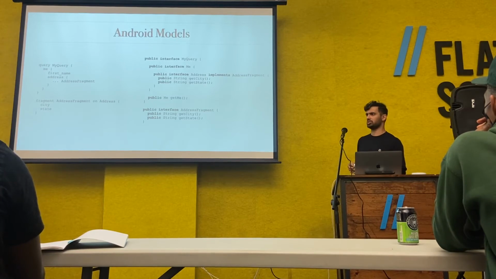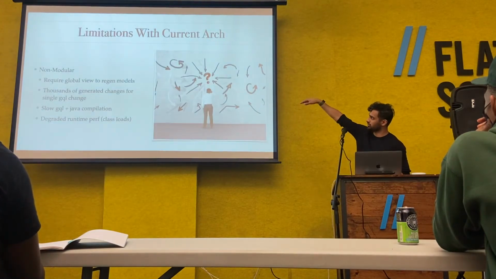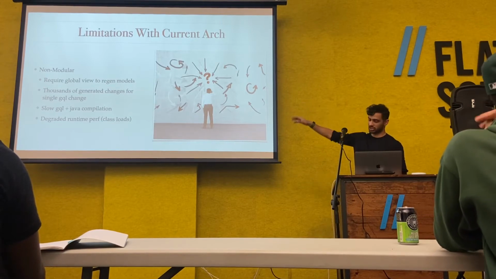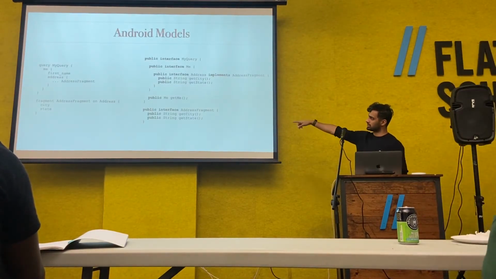And that became a pretty big, measurable performance regression, an improvement that we could make by shifting to a more modular architecture, which I'll get to in a second. But yeah, these things require global views: 1,000 generated changes for a single GraphQL change, slow Java GQL and Java compilation times. Just to illustrate why that's a problem, if I were to take the address fragment over there, and if I were to remove the state field, what happens, right?